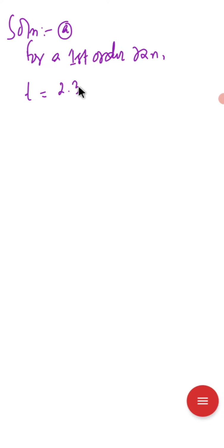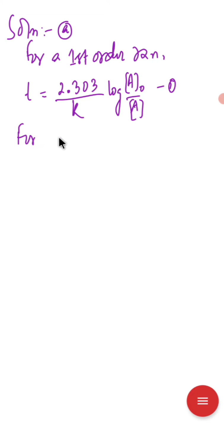So I'm going to prove the first relation. For a first order reaction, we have this integrated equation, that is t is equal to 2.303 divided by k, log A naught by A. A naught is the initial concentration of the reactant, and A is the concentration of the reactant left after time t, right? So this is the first equation.